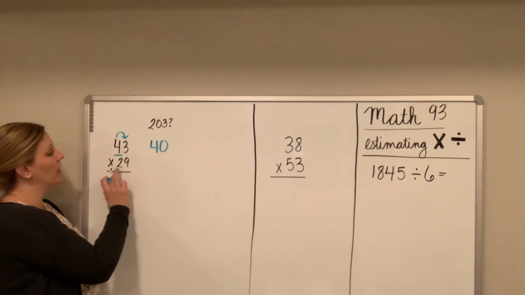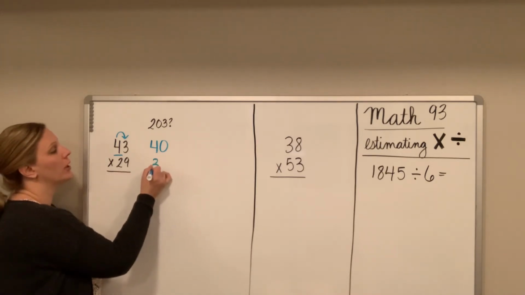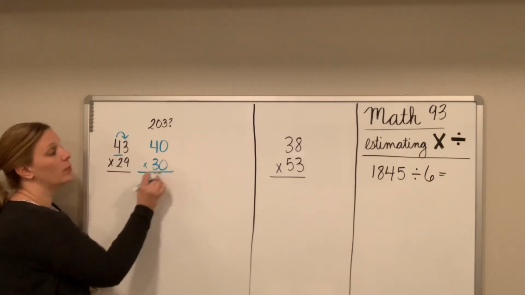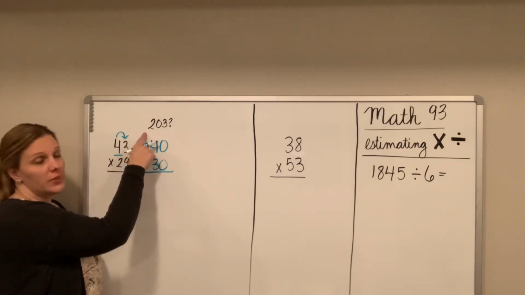Now 29. We look to the right. Is 9 5 or greater? It is. So our 2 is going to go up to 3, making 30. So to estimate, we're going to multiply 40 times 30 to see if Jim's answer is reasonable.